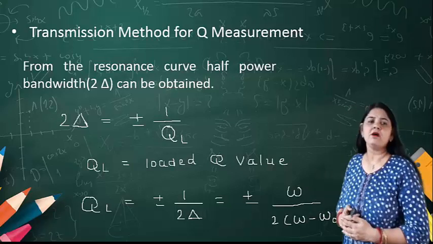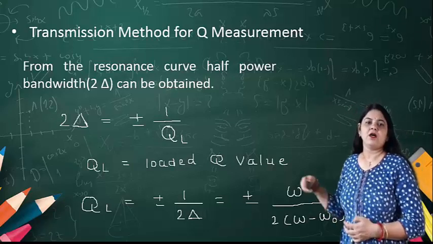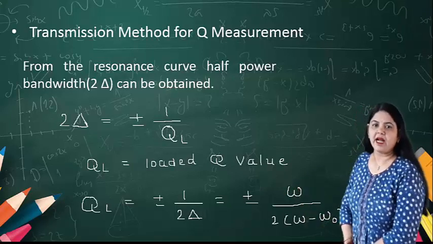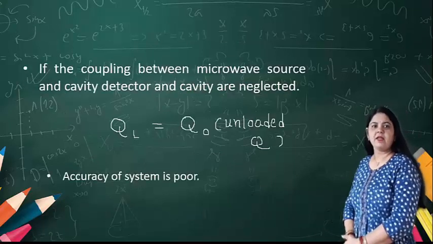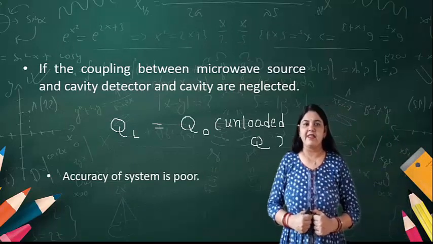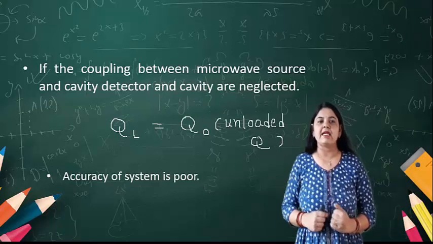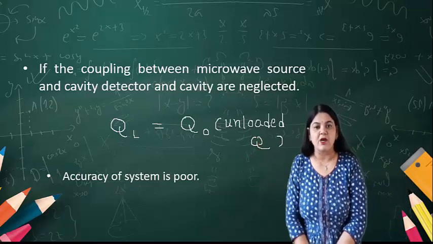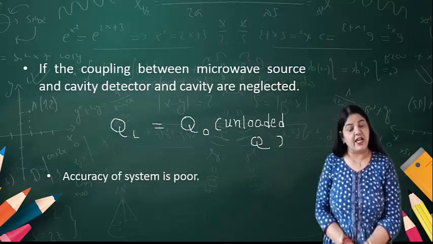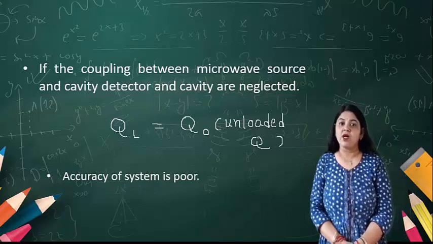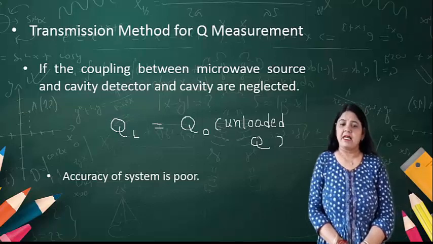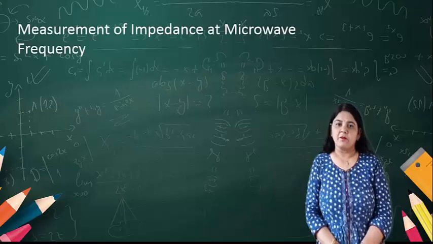That is the 1 upon 2 delta. So delta is plus or minus omega upon 2 into omega minus omega 0. Now we know that if the coupling between the microwave source and the cavity, and the detector and the cavity, is neglected, then the QL value is equal to Q0. It's an unloaded Q, and such a system is poor for measuring the quality factor. So this is about the transmission method for the Q measurement.